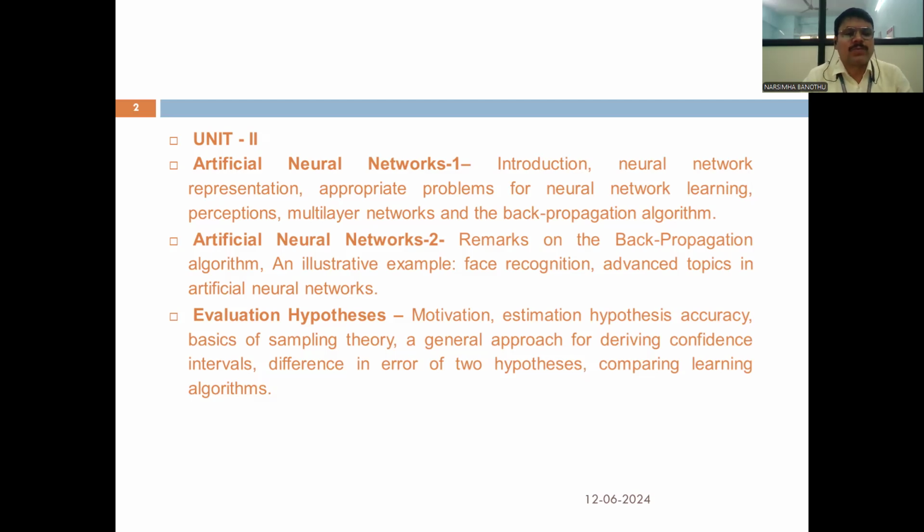In part 2, artificial neural network remarks on the backpropagation algorithm and an illustrated example, face recognition, advanced topics in artificial neural networks. These are the artificial neural network objectives. Evaluation has one more, that is motivation, estimation, hypothesis accuracy, basics of sampling theory, a general approach for deriving confidence intervals, difference in error of two hypotheses, comparing learning algorithms.